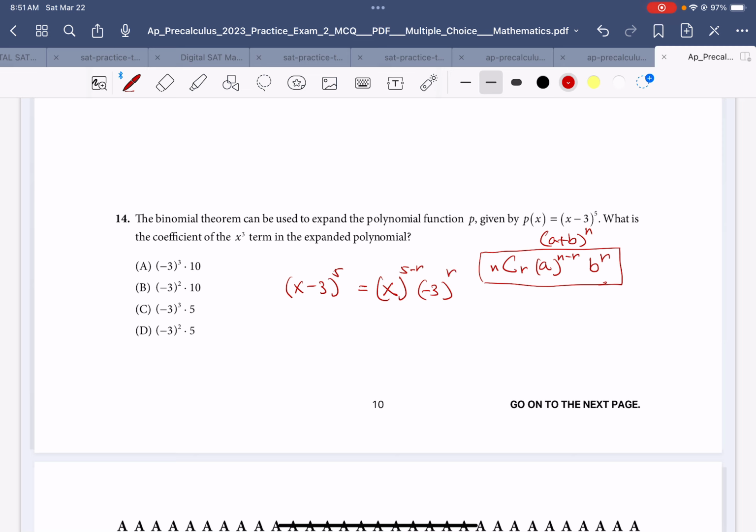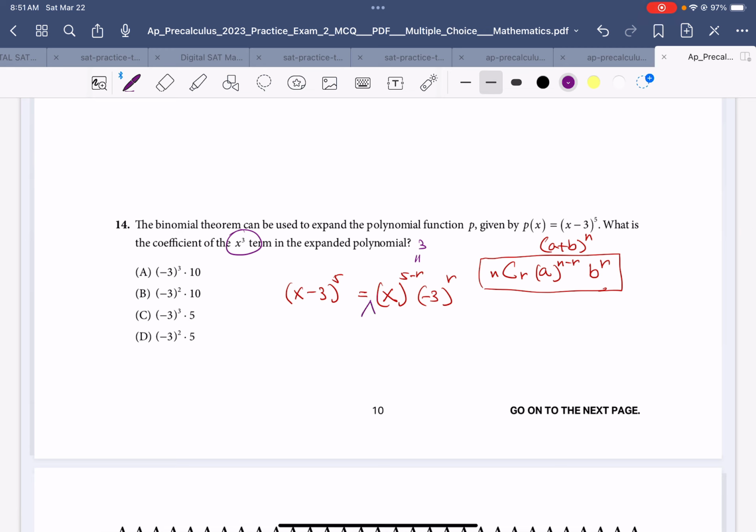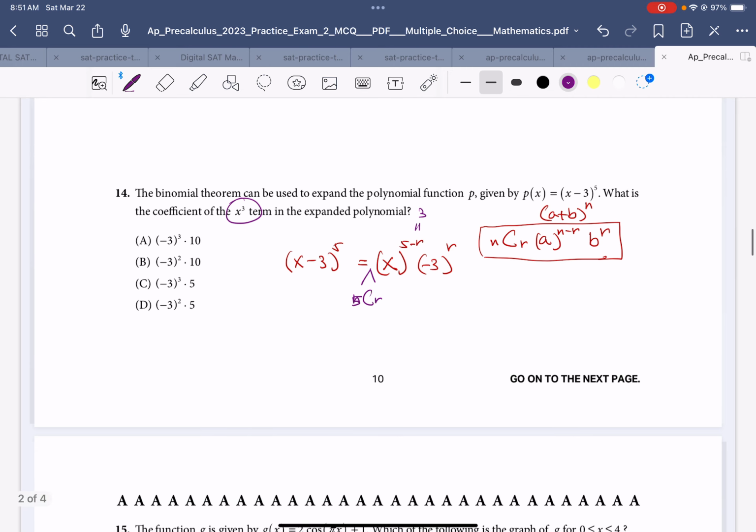Now you can decide what r is here. Our interest is to make x to the third power, so 5 minus r should be 3, so r should be 2. Then n is 5, so 5Cr. Since 5 minus r equals 3, r is 2. So you substitute: 5C2, and x to the 5 minus 2, which is 3, that's what we want, x to the third power, and negative 3 to the second power.